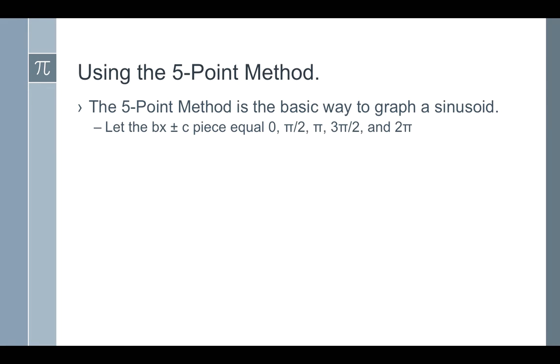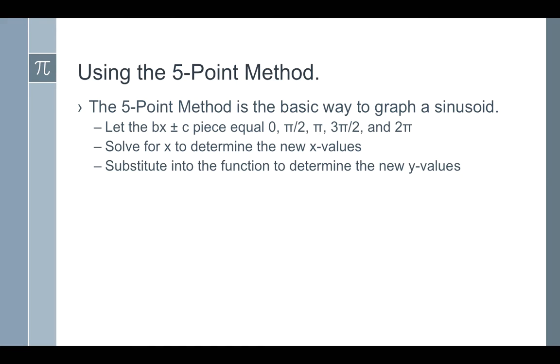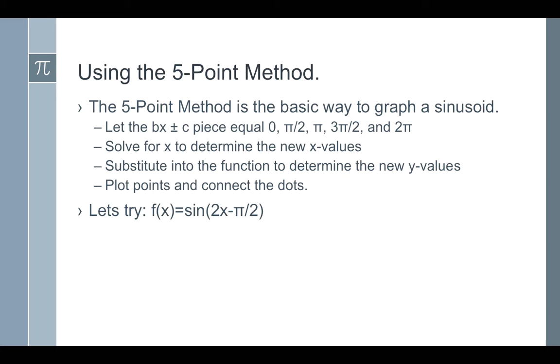So what you're going to do is look at the bx plus c or minus c, whatever it might be. And we're going to let that piece of the function equal these 5 values. And those are going to be our new x values that we're going to put into our table. We're going to plug those x values into the function to get y values. And we're just going to plot those 5 points and connect the dots. So let's see what that means for this particular graph right here.